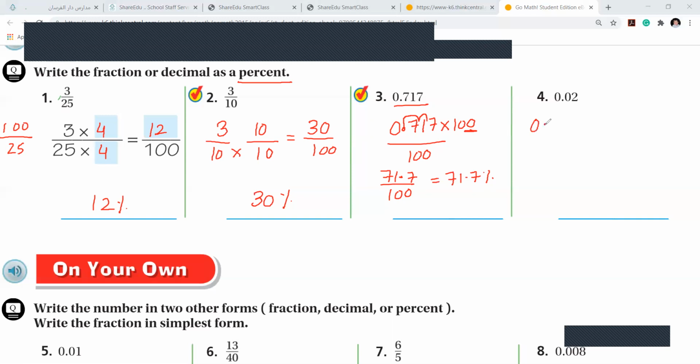Same thing you will do here. 0.02, you will divide by 100 and you will multiply by 100. This 100 in the denominator, you write as it is. In the numerator you move 2 places, 2 numbers, 1, 2. So I get 2 over 100, that is 2%. Any questions still here?